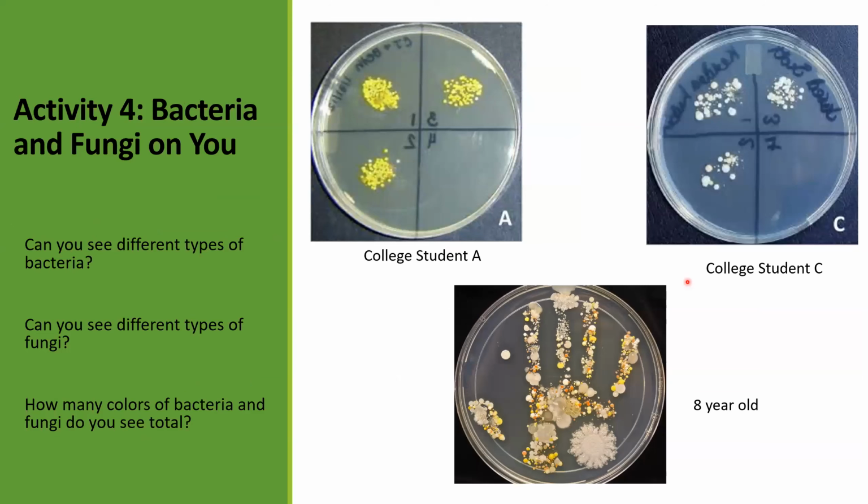Okay, so moving on to activity 4. If we were in lab last week, you would have received an agar plate, and you would have put your thumb or a finger in quadrant 1. Another classmate would put it in quadrant 2, another classmate in quadrant 3, and another one in quadrant 4.